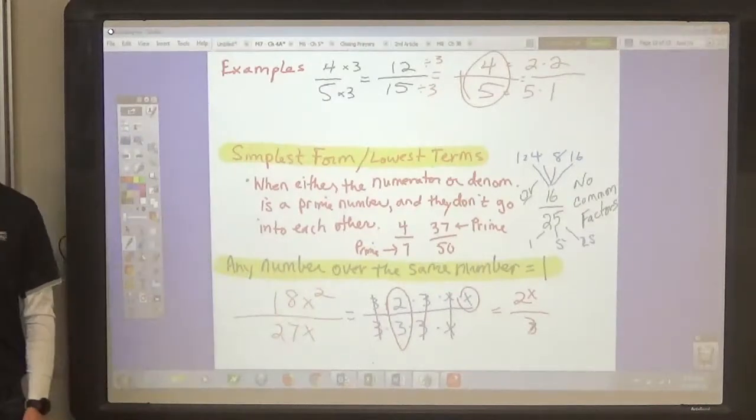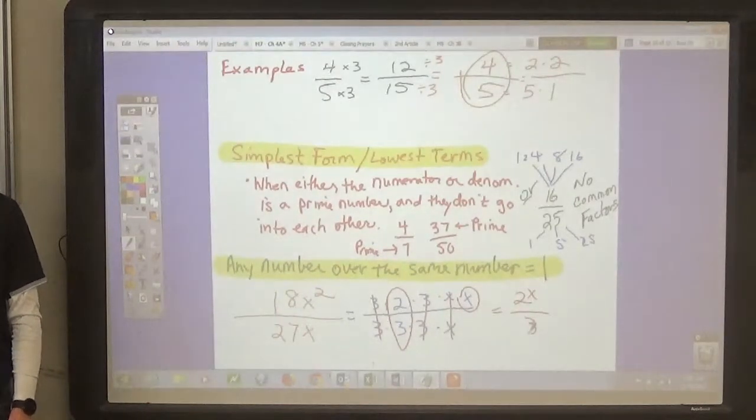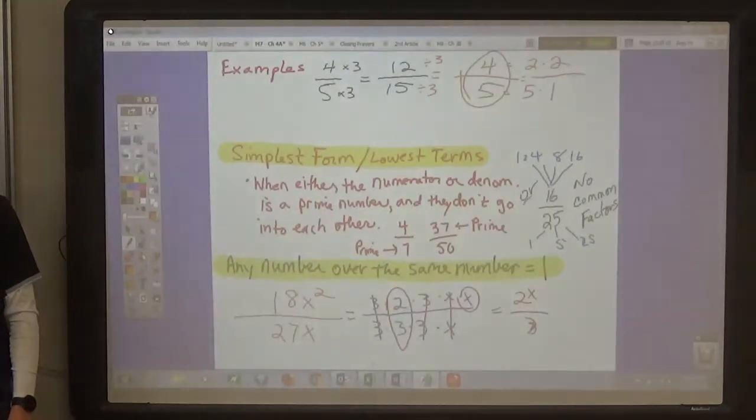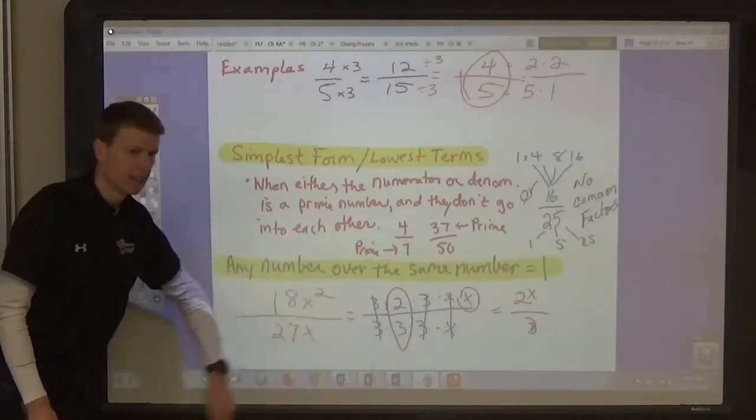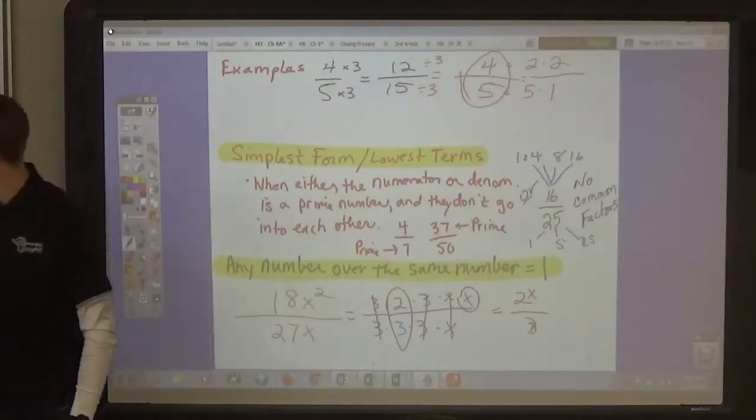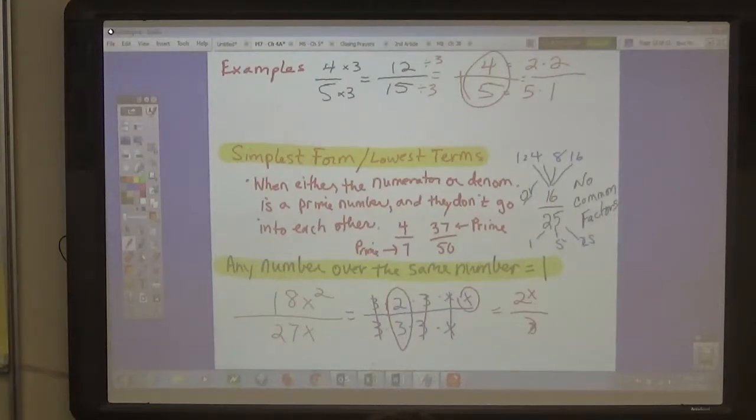What I want you to do for tomorrow is practice this with fractions and do 2 through 42 evens. Okay? In the first section, you're just writing equivalent fractions and putting them in simplest form. And then in the second section, you're putting numbers with variables in simplest form. So crossing out the common factors like this. Page 198, 2 to 42 evens.